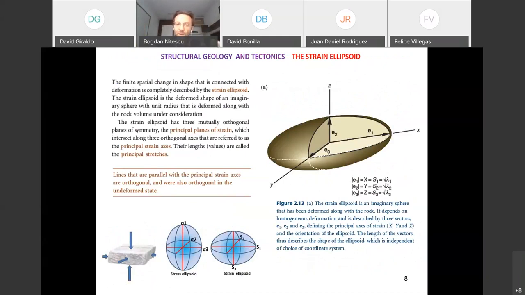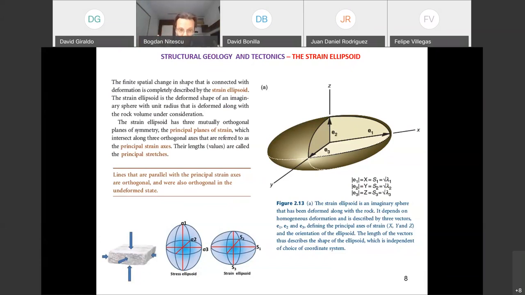All right, so this takes me to something that you are already familiar with. I will not insist too much here, but in the same way that when we discussed stress, we discussed how to understand the stress at a point, and we discussed the stress ellipsoid as one way of understanding the stress at a point, in the same manner, when we talk about strain, we talk about the strain ellipsoid.